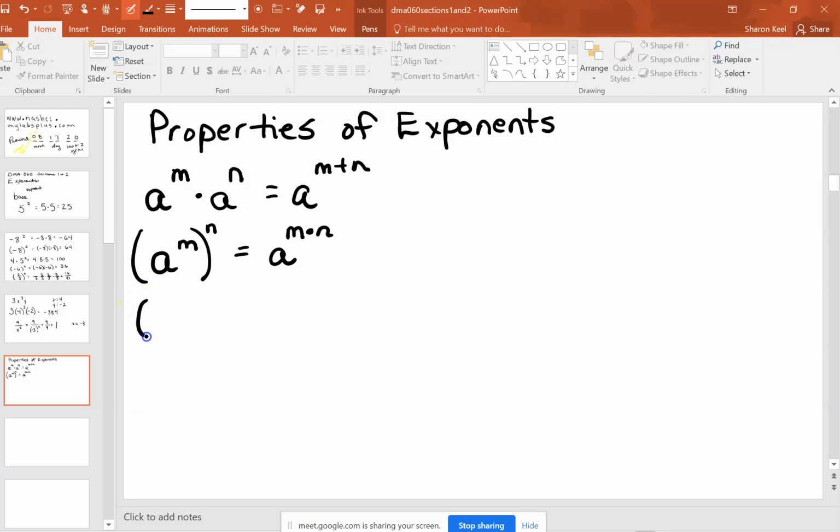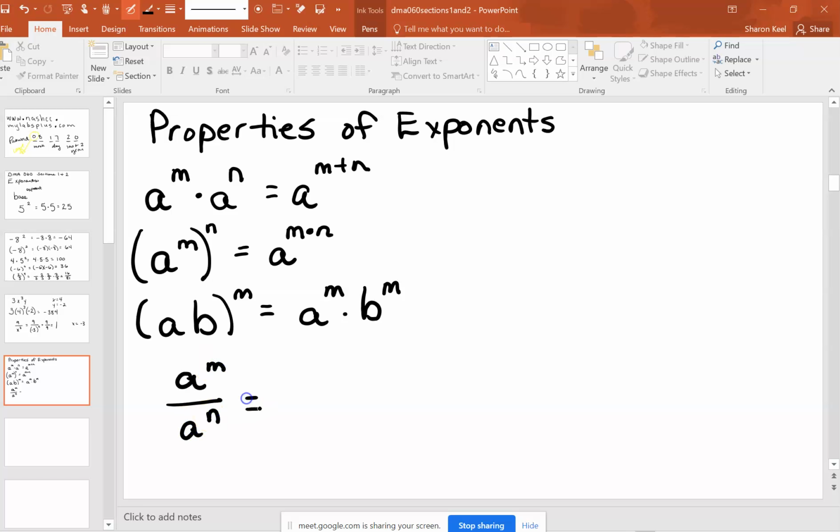If you have more than one item in the parenthesis and there's an exponent on the outside, that exponent applies to everything, every individual item inside of that parenthesis. If you have what appears, let's say we have a to the m over a to the n. This is like a division problem. In this scenario, we take the exponent in the numerator and we subtract the exponent in the denominator.